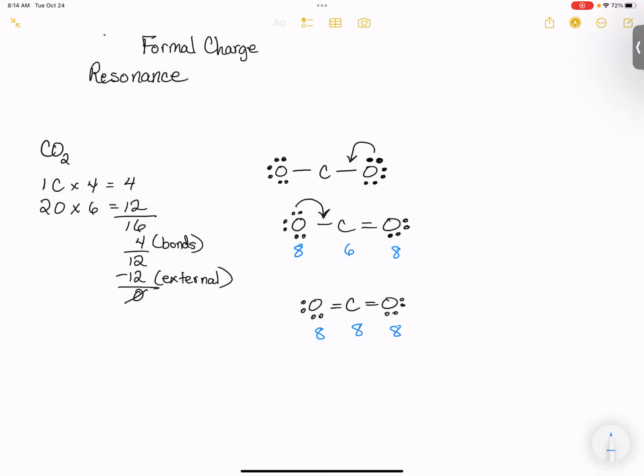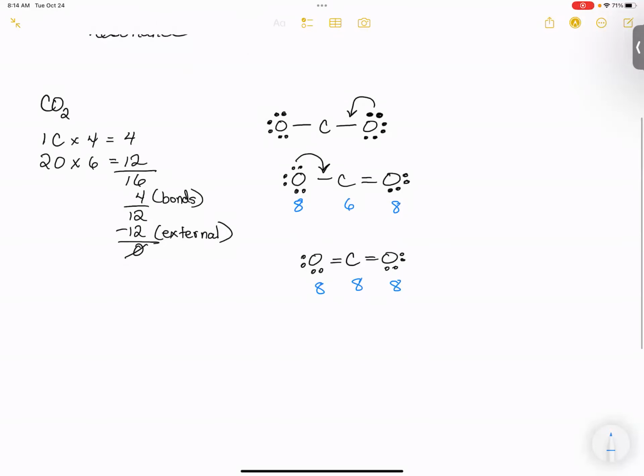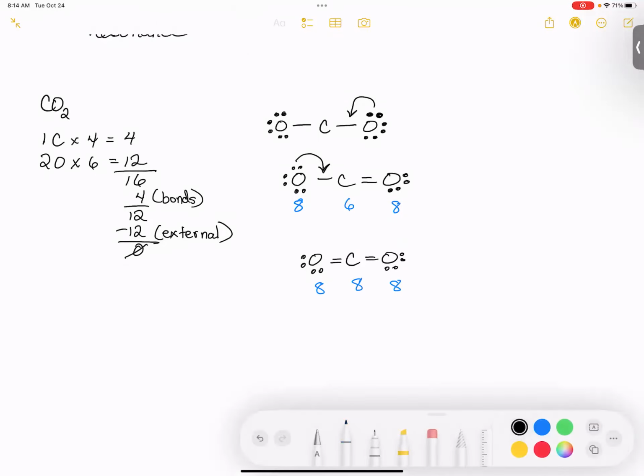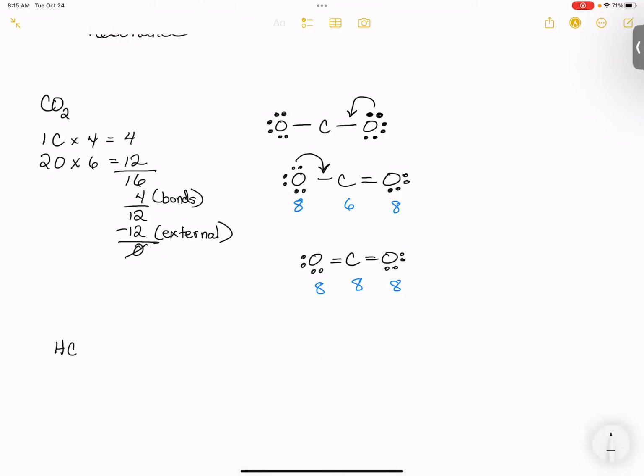Questions? I'm trying to get our brains going. Let's look at one more that is just a general question. Let's look at hydrogen cyanide.